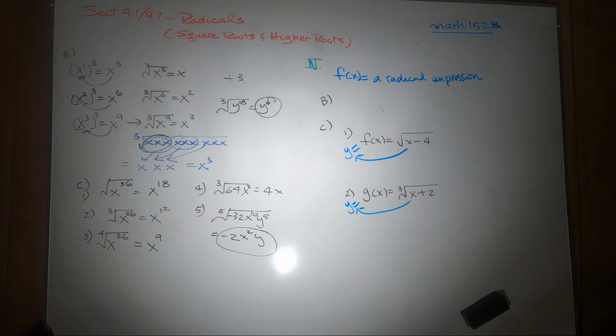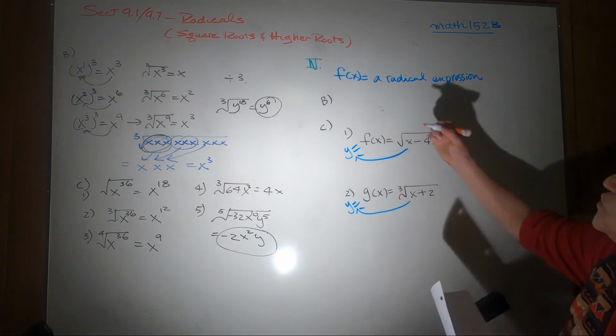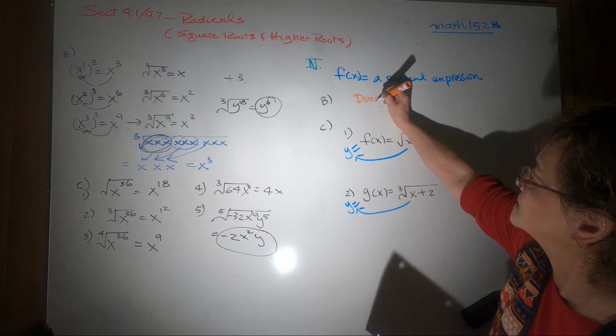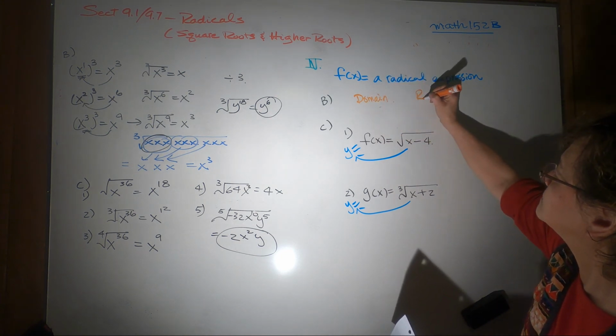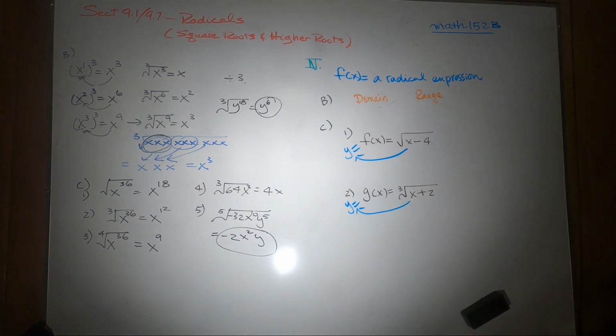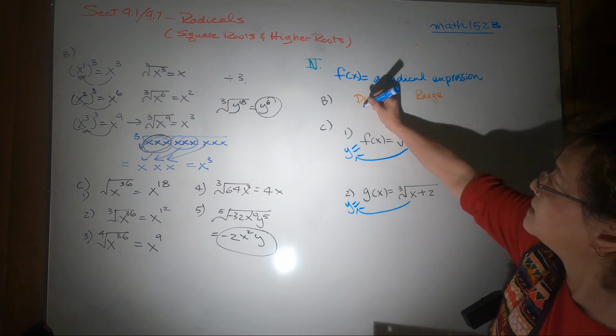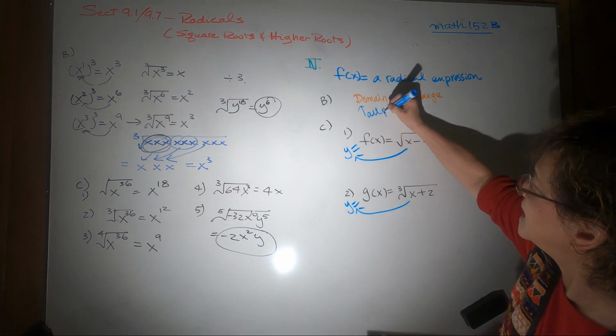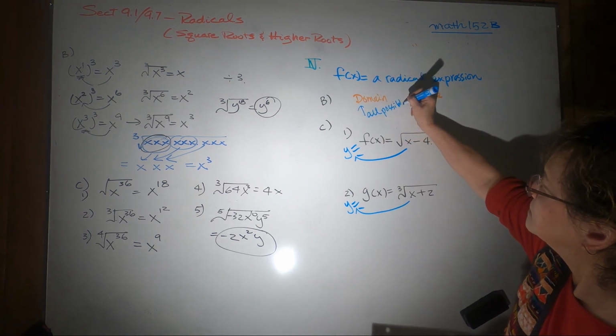Another thing we learned from functions early on is that we talk about its domain and range. Something called domain, something called range. Those are the terms we use. Domain means what? Domain means all possible x values.